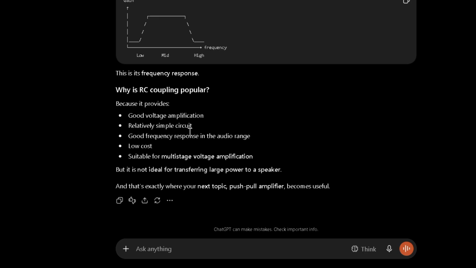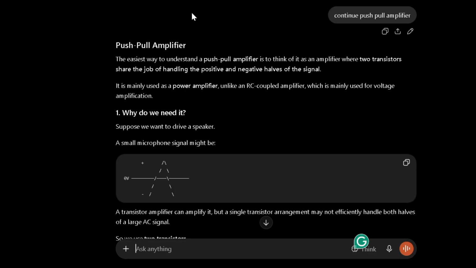However, it is not ideal for transferring large power to a speaker. That's exactly where the push-pull amplifier becomes useful, handling both halves of the signal. It is mainly used as a power amplifier, unlike an RC coupled amplifier, which is mainly used for voltage amplification.